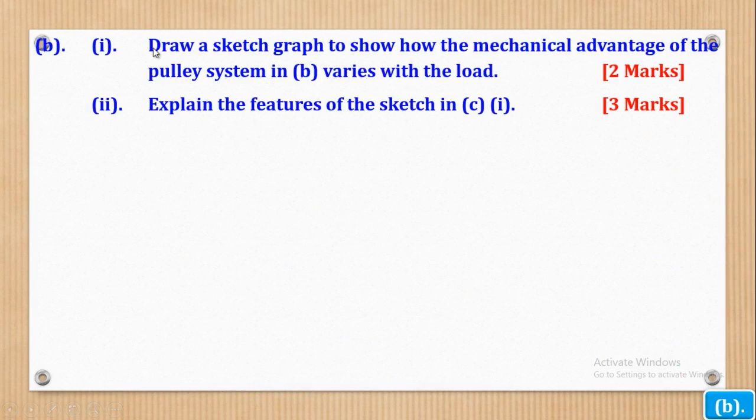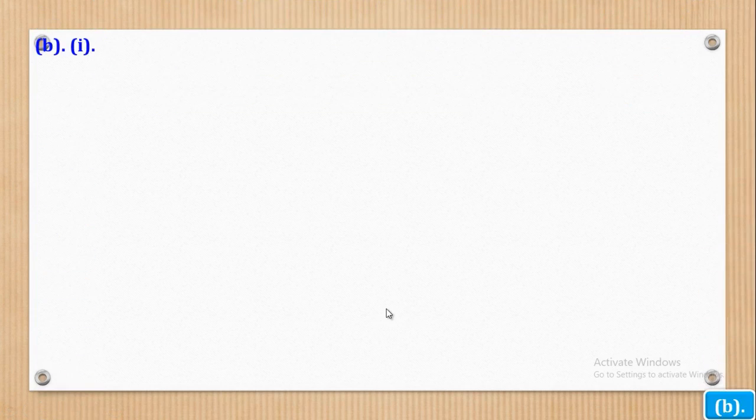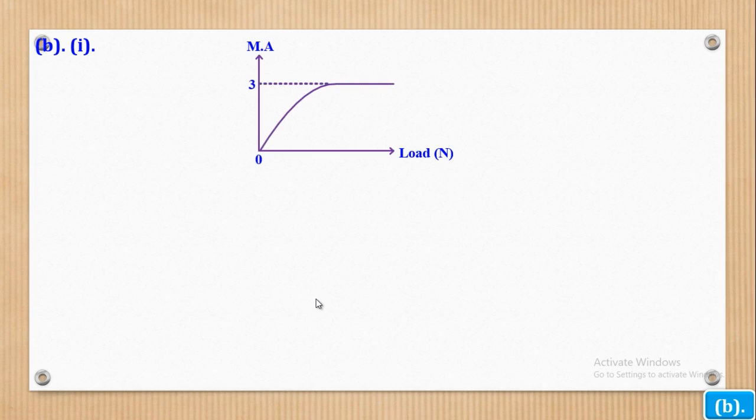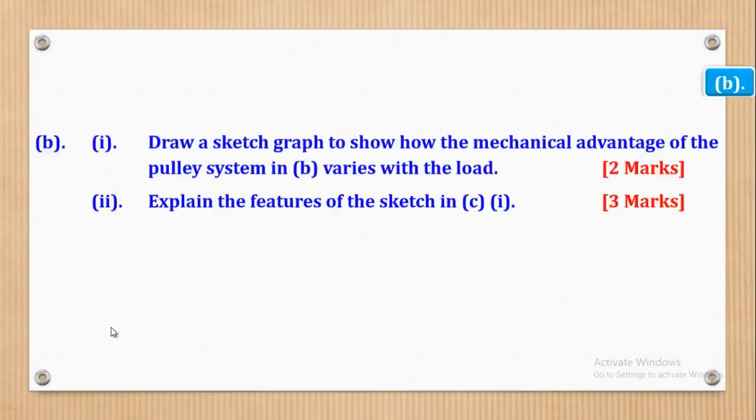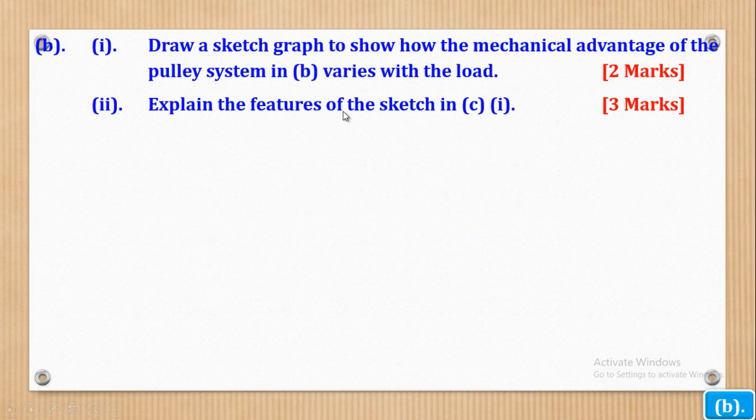So Roman 1 says, draw a sketch graph to show how the mechanical advantage of the pulley system in B varies with the load. So we should remember that mechanical advantage can never exceed the velocity ratio. So we shall draw a diagram so that the maximum value of mechanical advantage is equal to the velocity ratio, which will be 3. So that is what they wanted. Now we shall go to Roman 2. Roman 2 says, explain the features in the sketch in C Roman 1.